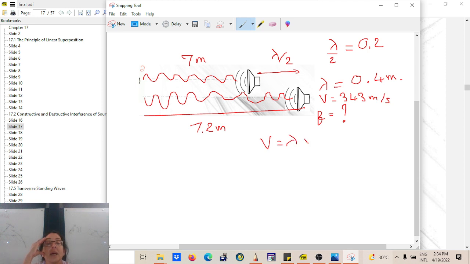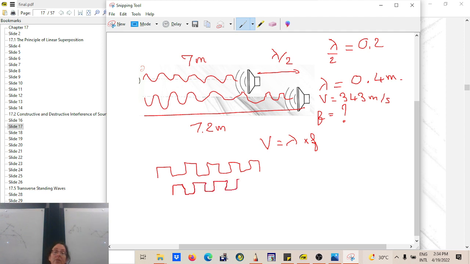Speed is wavelength times frequency. Can you find the frequency of the sound? It's exactly like I showed you before, right? So you have two waves. If the waves are off by just half of the wavelength, I'm going to get destructive, okay? So if the difference between them, and I'm hearing it here, is half a wavelength, then they are shifted by half a wavelength. So then it's going to be destructive. This is exactly what I have here.